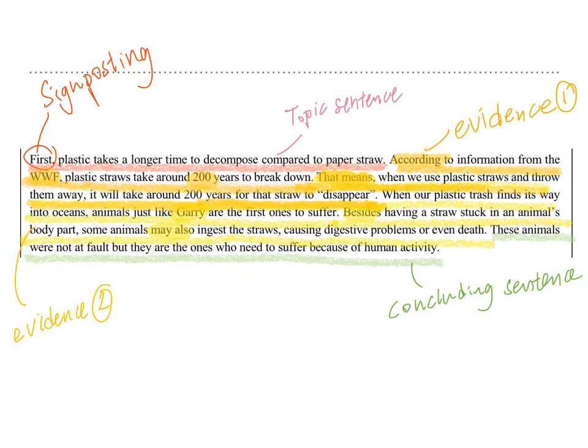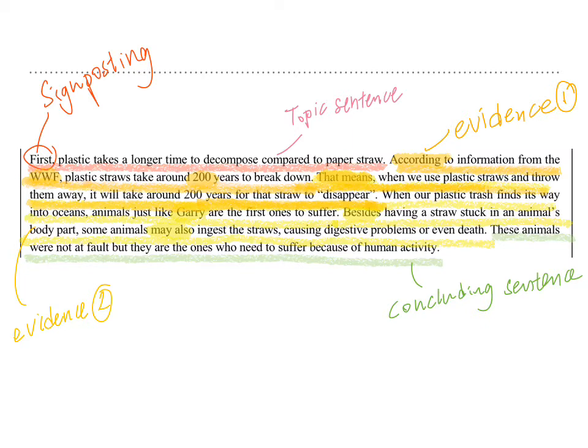After the orange part, you can see the yellow part, raising another piece of evidence to support the idea, which is how the animals are affected by the use of paper straw when it is not decomposed at all. Finally, we can see the green part. This can be counted as a concluding sentence, but in this case, it's not that obvious.